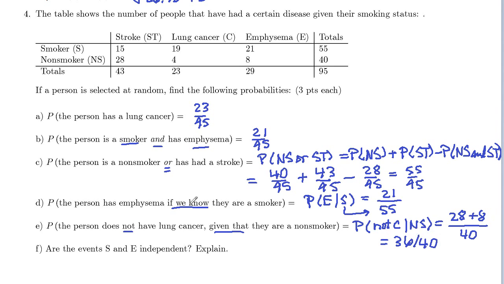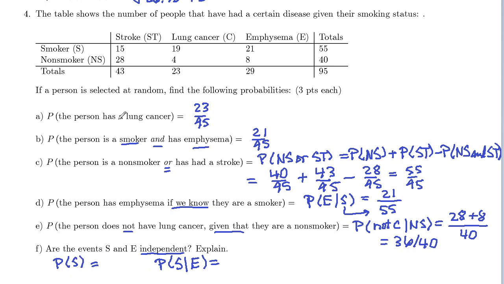And then lastly, are the events S and E independent? So smokers and emphysema. Remember, mutually exclusive means no overlap. If I was asking mutually exclusive, they're not mutually exclusive because they have overlap. But independent is asking, if you look at the probability a person's a smoker and compare that to the probability that they're a smoker given that they've got emphysema, if those two are the same, then the events are independent. If they differ, then they're dependent.